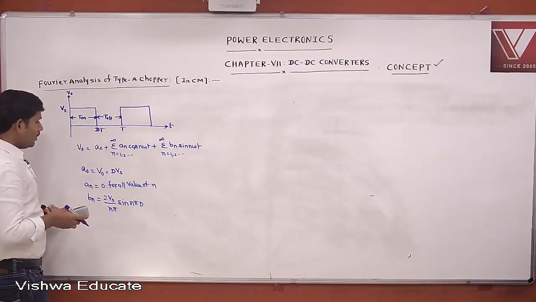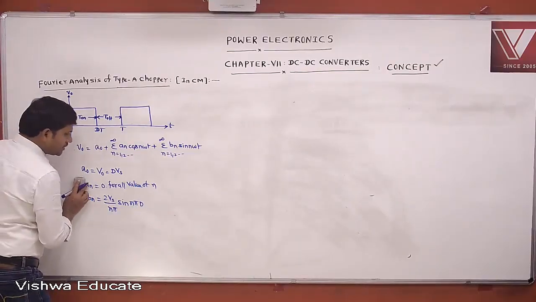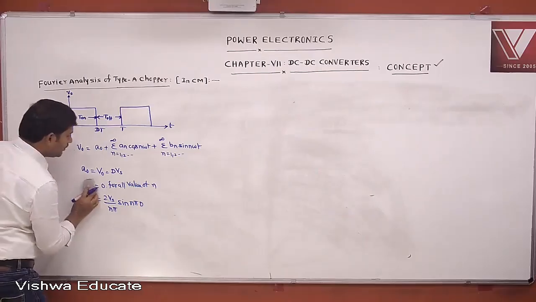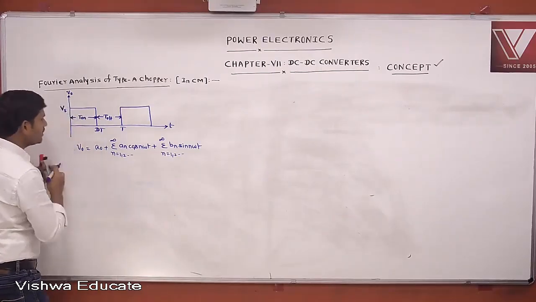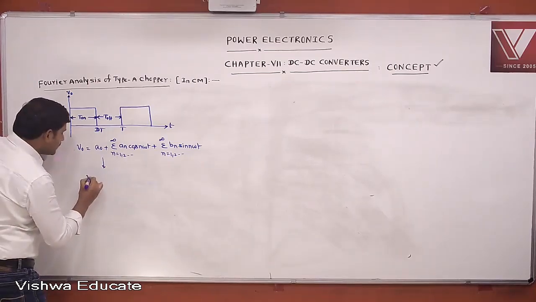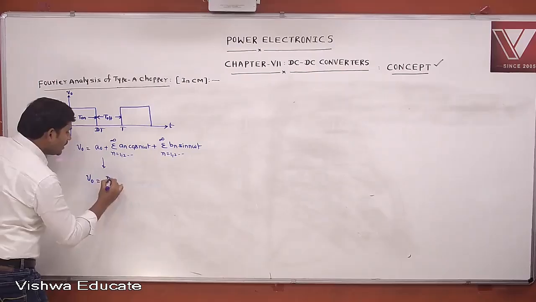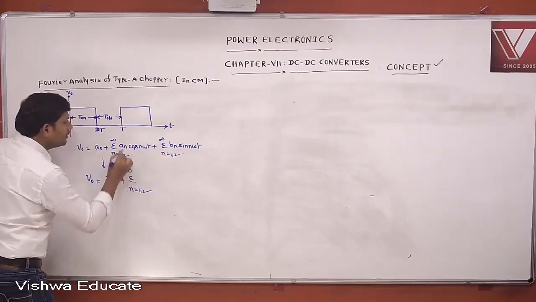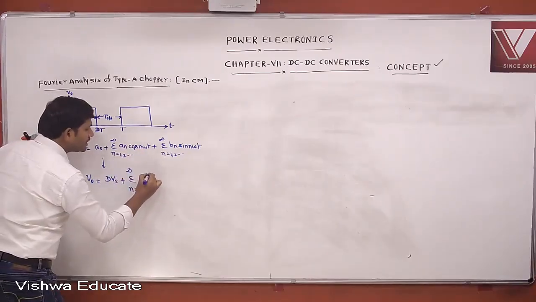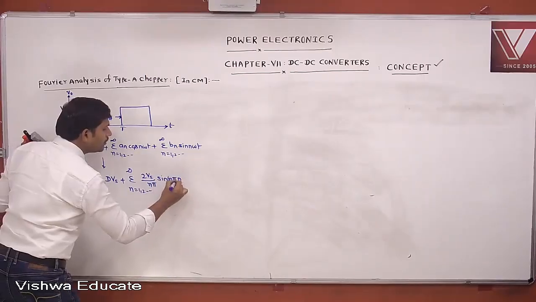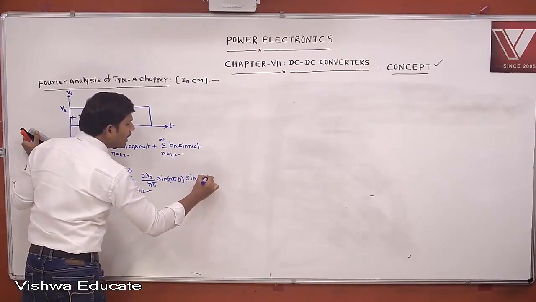Instead of this, I am writing directly Bn equal to 2Vs by n pi sin n pi d. There is no need of this derivation. The instantaneous value of output voltage V0 equals dVs plus summation n equal to 1 to infinity, this An term will become 0, then 2Vs by n pi sin n pi d into sin (n omega t plus theta).